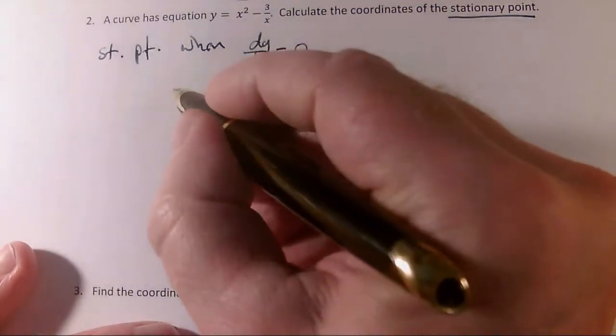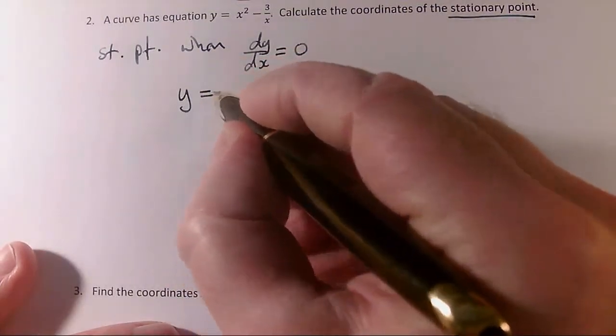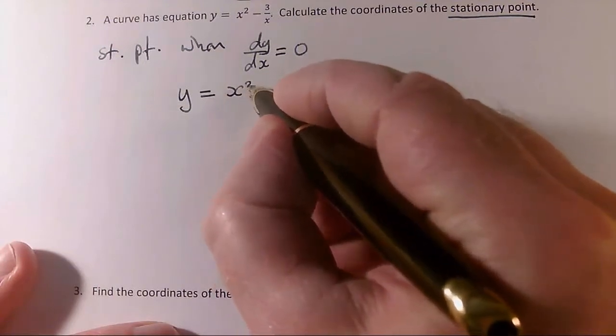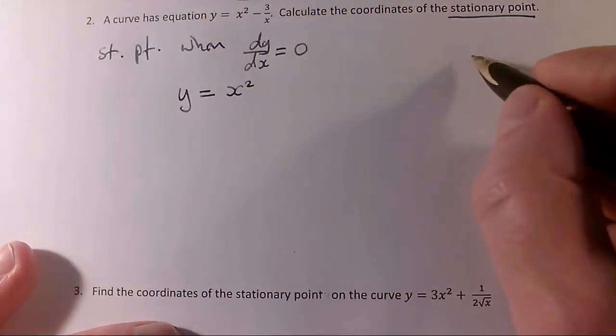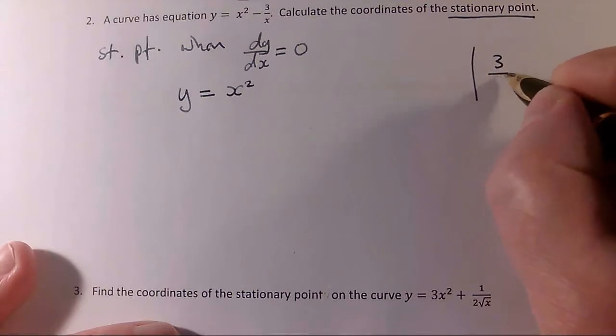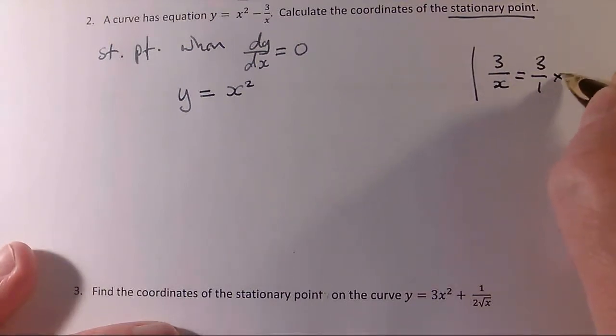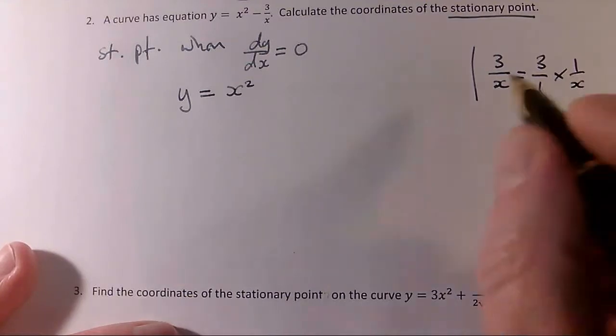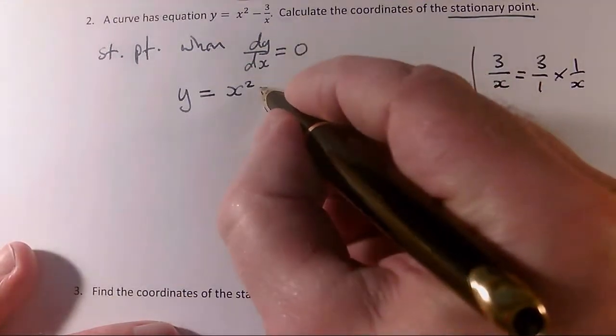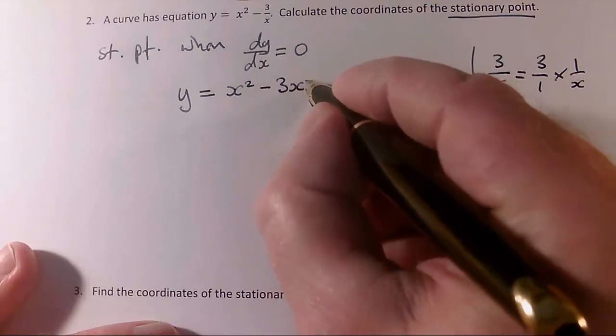Well, I've got y. But in this case, before I can differentiate y, the x squared is alright, but I need to write the 3 over x. Well, any fraction involving numbers and x's, you split the numbers into a fraction and the x's into a fraction. So I can see that this minus 3 over x is minus 3x to the power minus 1.